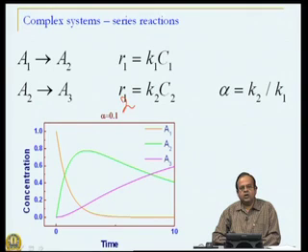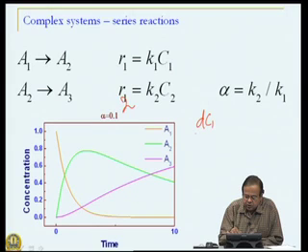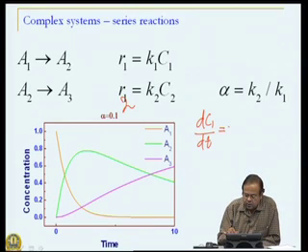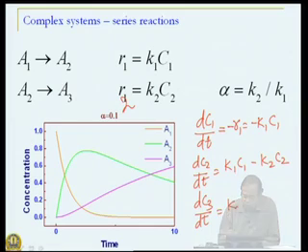If we are conducting this reaction in a batch reactor, then we can write the mass balance equations for the batch reactor, which we had seen earlier, again assuming constant density, as dC1/dt equals minus R1 or minus K1 C1, dC2/dt as K1 C1 minus K2 C2, and dC3/dt as K2 C2. So, these are our mass balance equations for our batch reactor.